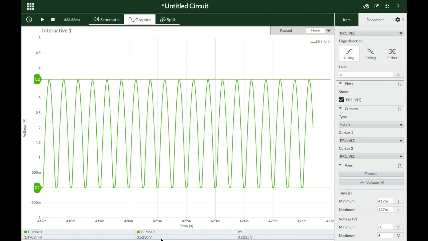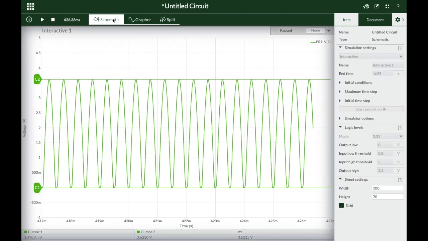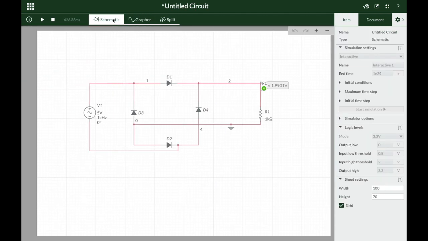3.6230 volts. The difference in the voltage levels at cursor 2 and that at cursor 1 is the peak to peak of this particular signal, and that is given here directly as delta y equal to 3.6215 volts. So we can note down Vm, that is the voltage corresponding to cursor 2, and V0 peak to peak as given here by notation delta y. We have obtained this output for load resistance equal to 1 kilo ohms.